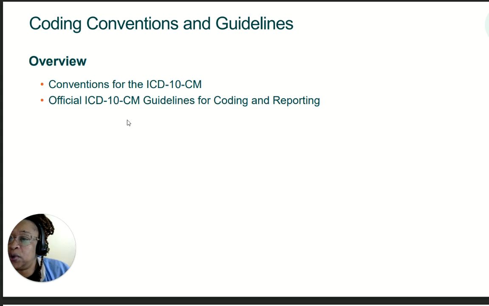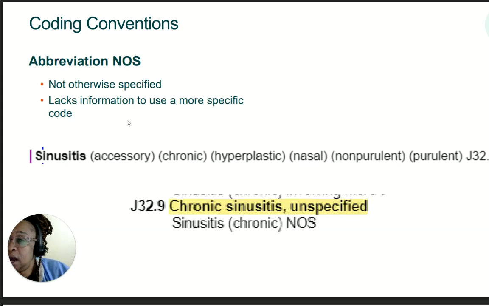The conventions for the ICD-10, the official ICD-10 guidelines for coding and reporting. Abbreviations: NOS, not otherwise specified, lacks information to use a more specific code. Here's an example. Sinusitis, chronic, hyperplastic, nasal. We have here J32.9 for chronic sinusitis unspecified.